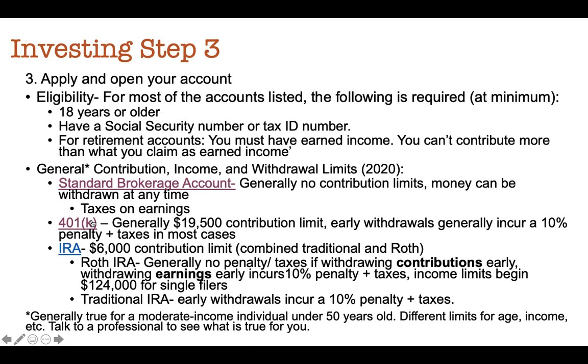So these are general contribution, income, and withdrawal limits. They do change depending on the year sometimes, so always keep up and research them. They also depend on your age. So for example, the IRA contribution limit is $6,000 for most people under 50. Over 50, it bumps up to $7,000 for 2020 for most income earners.